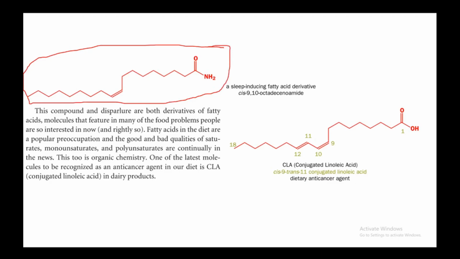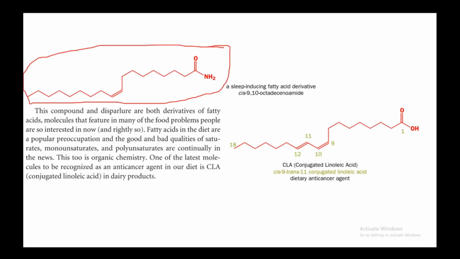This compound and disparlure are both derivatives of fatty acids, molecules that feature in many of the food problems people are so interested in now, and rightly so. Fatty acids in the diet are a popular preoccupation, and the good and bad qualities of saturates, monounsaturates and polyunsaturates are continually in the news. This too is organic chemistry.